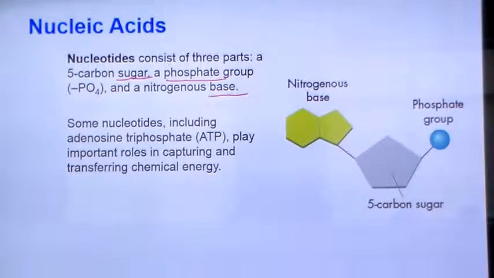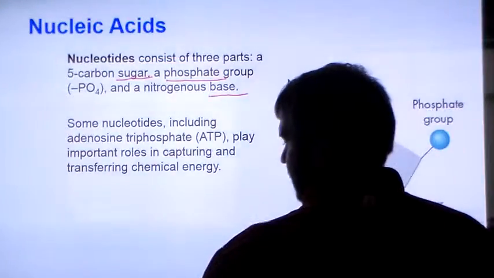A little ditty for you to remember nucleotides: sugar, base, and phosphate group. Don't forget it. What's the nucleotide made of, Lucas? Sugar, phosphate, and a base. Good. Sugar, base, and a phosphate group. Good way to remember that. Like I said, it becomes very important to us later on.